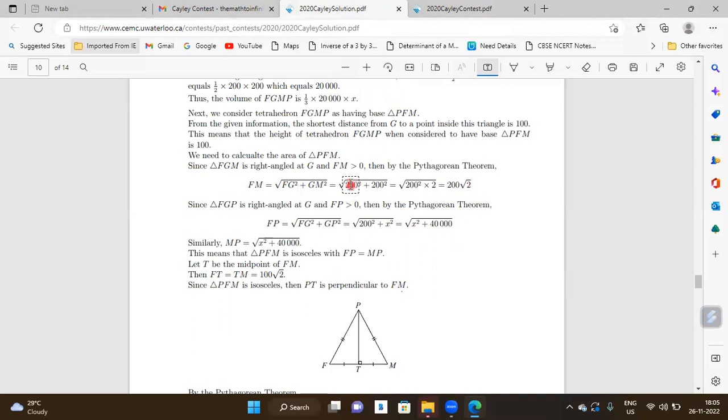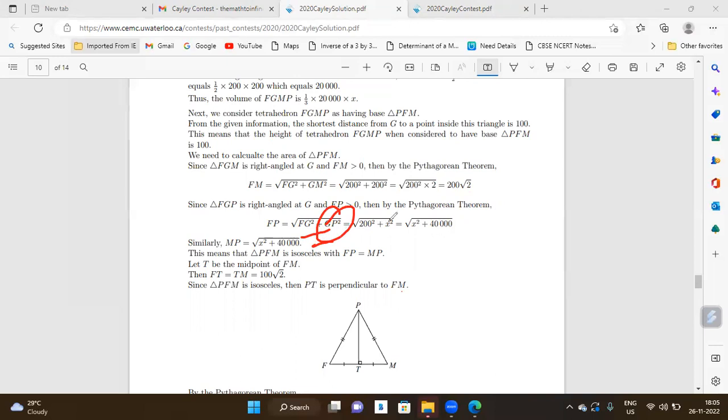So that is 200 square, which will give you 200 times square root of 2. This is just a simple calculation. Okay, so FGP is right angled at G again, so FP squared has to be FG squared plus GP squared. You know how; these are all very simple calculations.